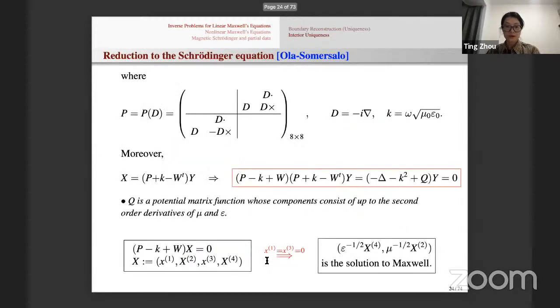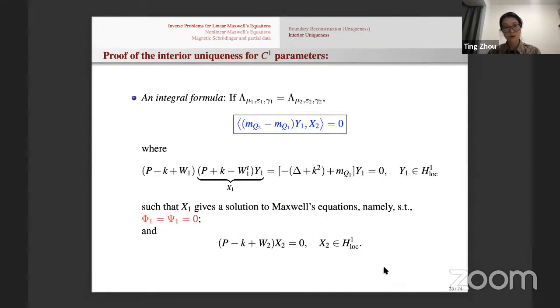Okay, so that's what I wrote down here: for X being the solution of this first order system, and the first and third components being 0, then you can have the second and fourth components being the solution to Maxwell's equations.